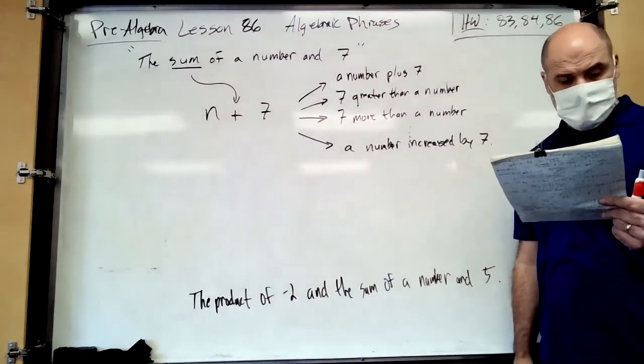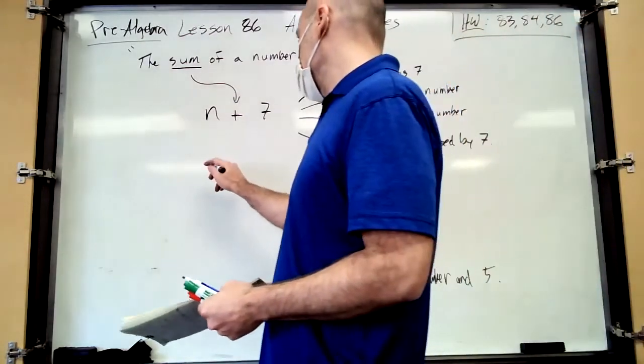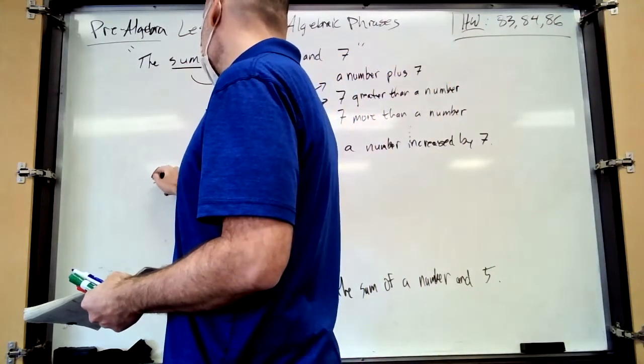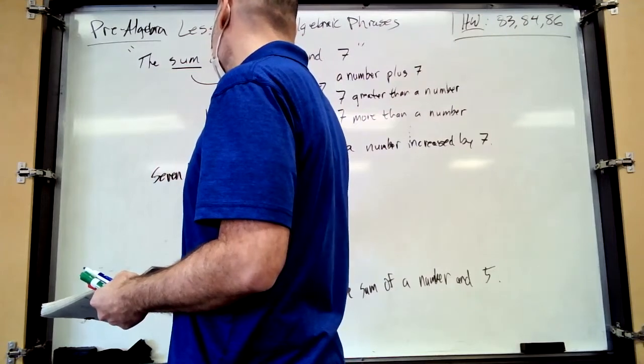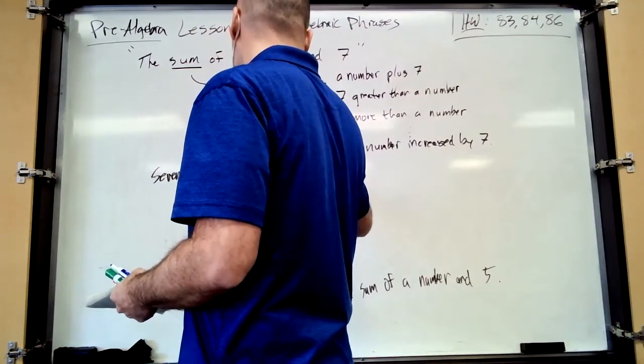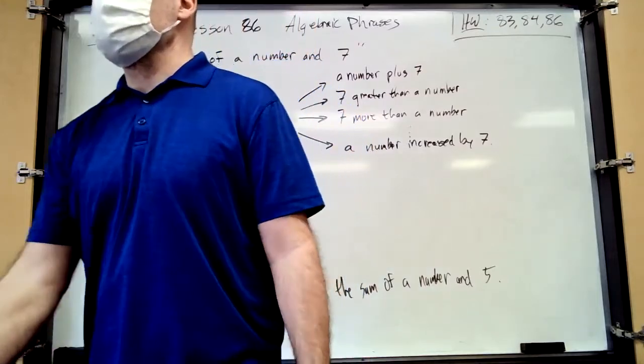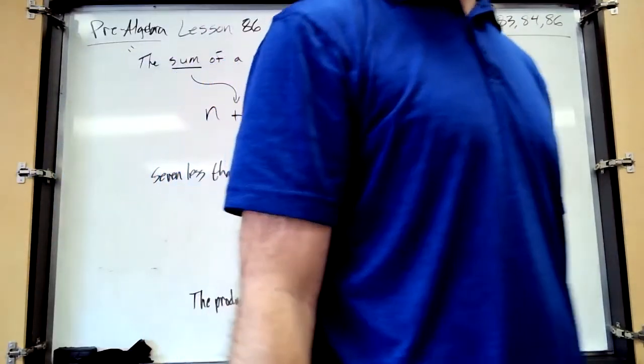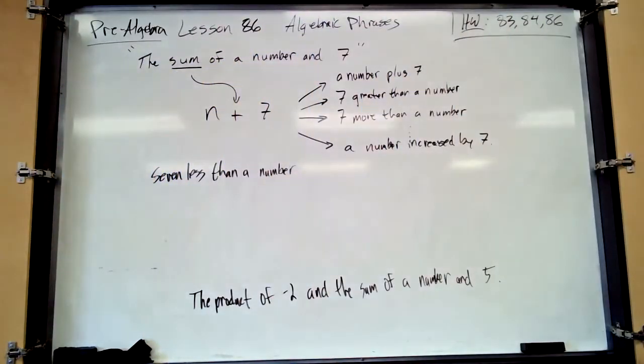Next thing I'm going to say, 7 less than a number. So how do you say 7 less than a number? Minus. A subtraction. 7 less than a number is like if my IQ is 7 less than yours, then what would you do to figure out my IQ? Subtract 7 from yours.